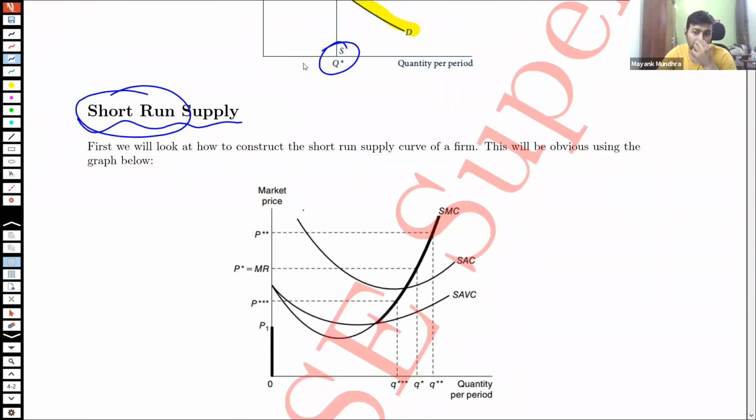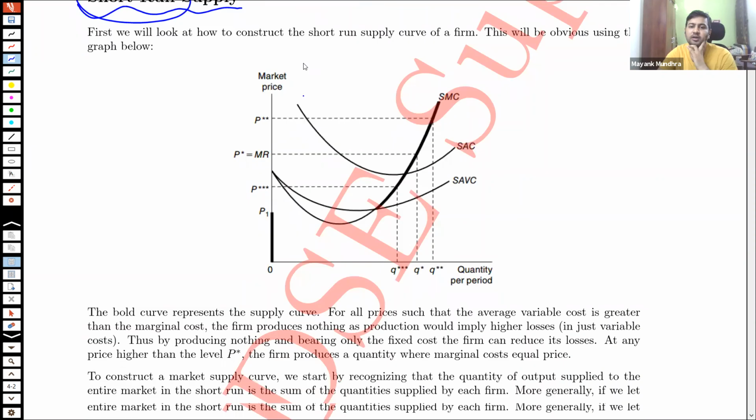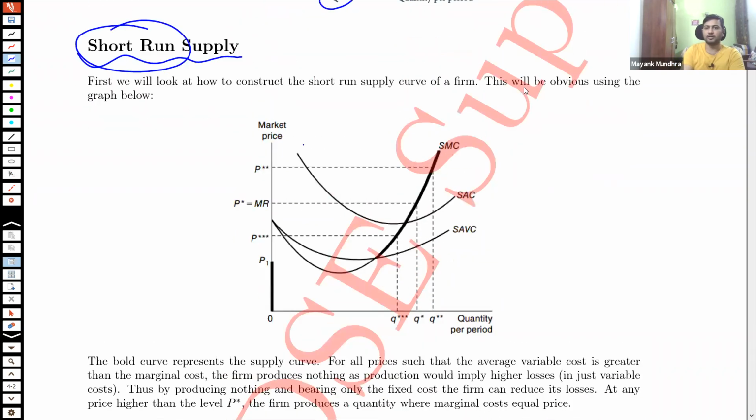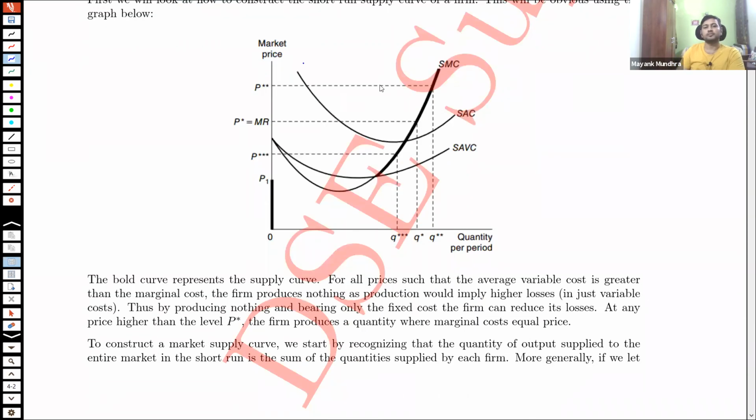Okay, so in the short run, this is the marginal cost function. Suppose this is the short run marginal cost function of the firm. This is the short run marginal cost curve of the firm. Now, short run marginal cost is going to be equal to, sorry, suppose the firm is operating in a competitive market.